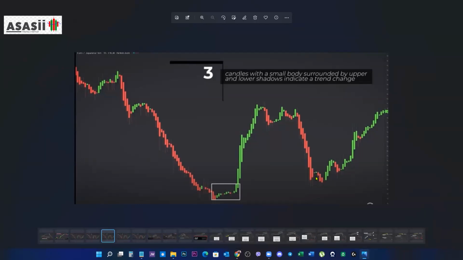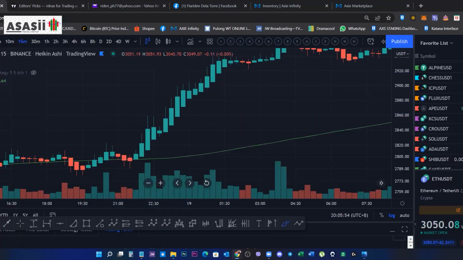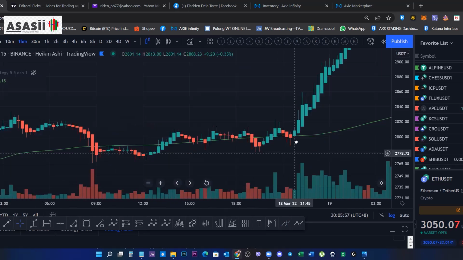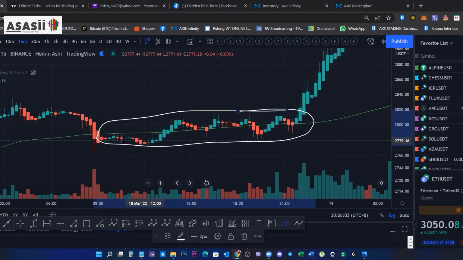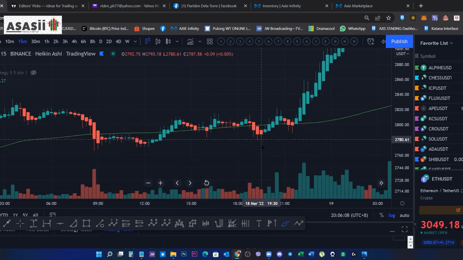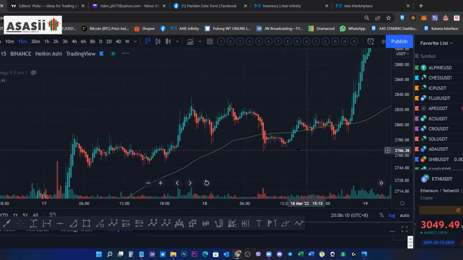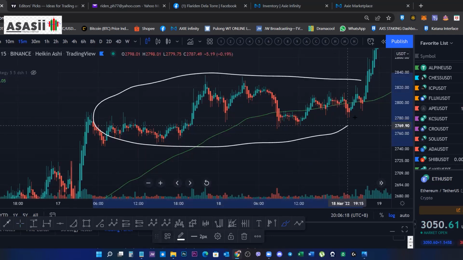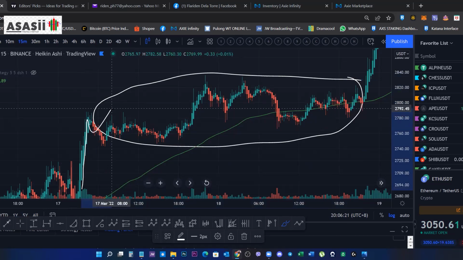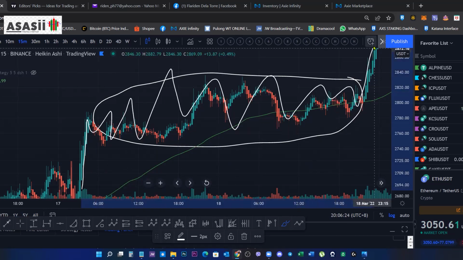Okay, now, candles with a small body surrounded by upper and lower shadows indicate a trend change. So once you see, as we know, a price build up, there is a possible change. Changes are happening. It has a small body, and both upper and lower have tails. So there is a possible change, or as you can see, the ranging or consolidation of the market is over. So if you look here, it went up, then it ranged, and then it goes up.